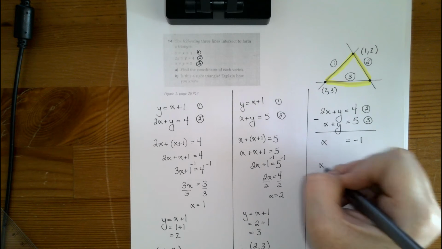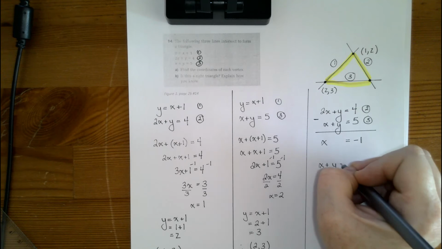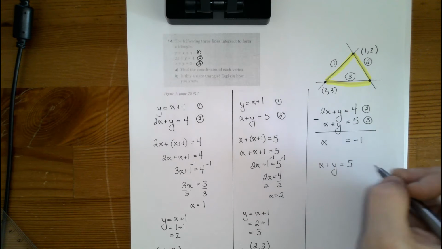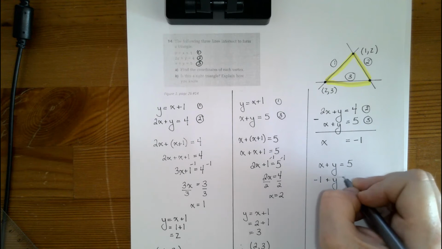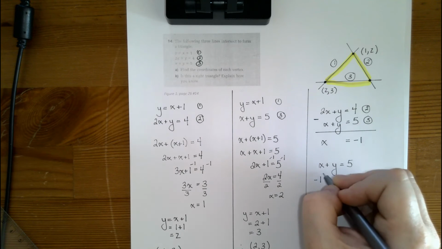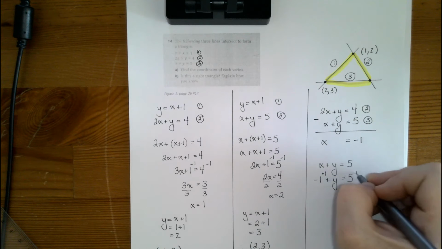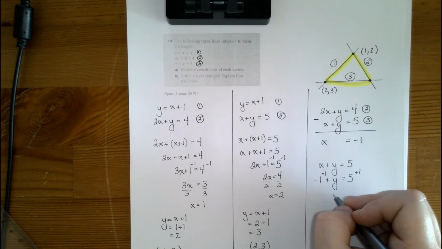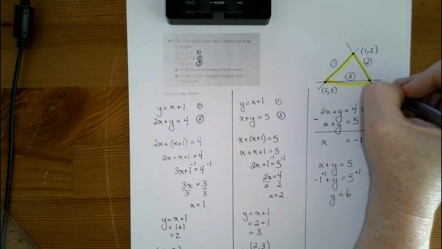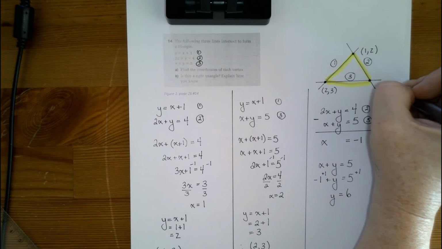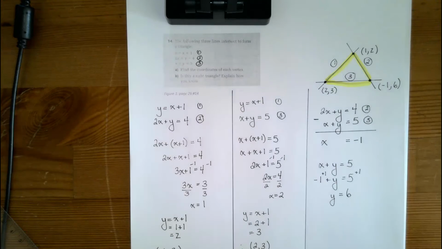So x plus y equals 5. Negative 1 plus y equals 5. I'm going to add 1 to both sides to get rid of that negative 1. So then I have y equals 6. So now this coordinate pair is negative 1 and 6.